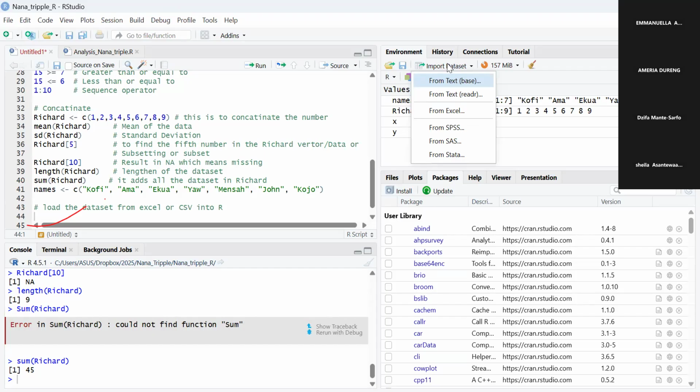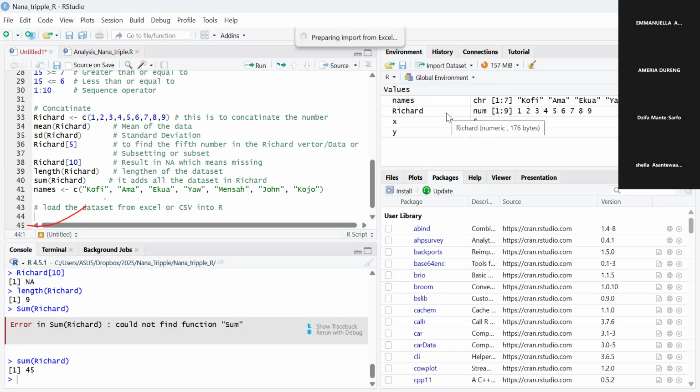Have you clicked on it? Yes, Prof. Okay. Now, please, you see we can import text, Excel, SPSS, all those things, we can import them. But I want us to start with Excel. So let's click on Excel.